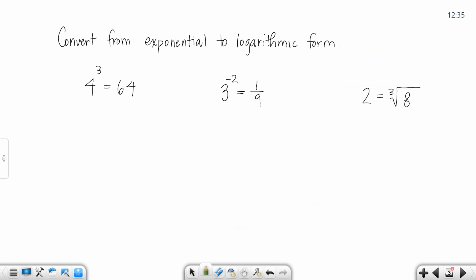So for this one, I asked you to convert from exponential to log form. Well, log form starts with log. Remember, I have 3 boxes. The numbers going in that box would be 4 and 3 and 64, and you have to decide where they go. Your base is 4. The base is what's underneath the exponent, and it is 4. So 4 goes here. Your exponent is 3, so it goes here.